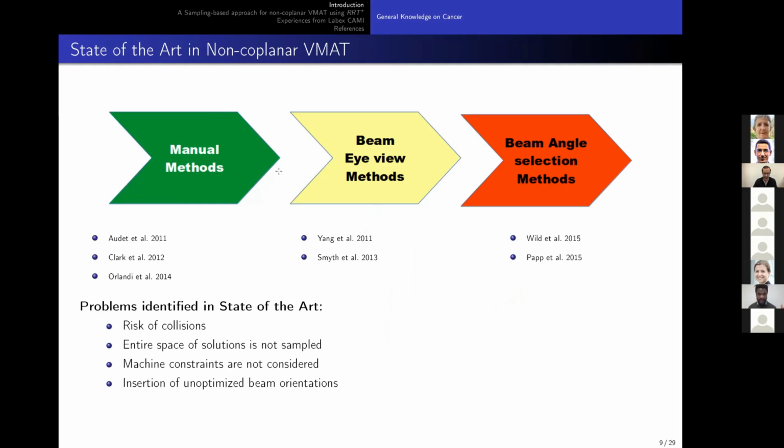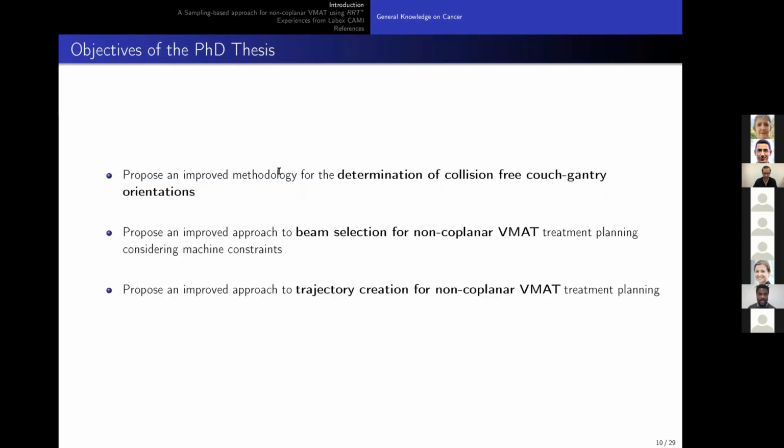There's a large space of solutions, so usually people limit the space of solutions that they sample. They just sample a small size of the solution space. And then there's also constraints with the machine that usually people don't consider during beam selection. And then the last part is the one that we will talk about today, where you insert unoptimized beam orientation after the beam selection part.